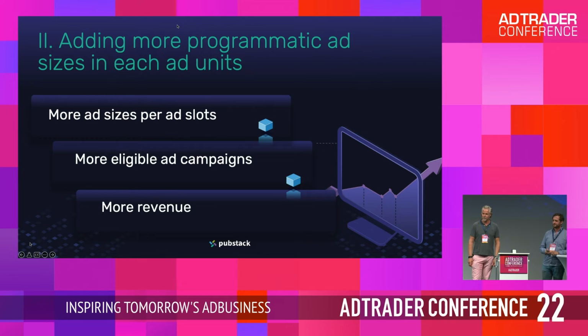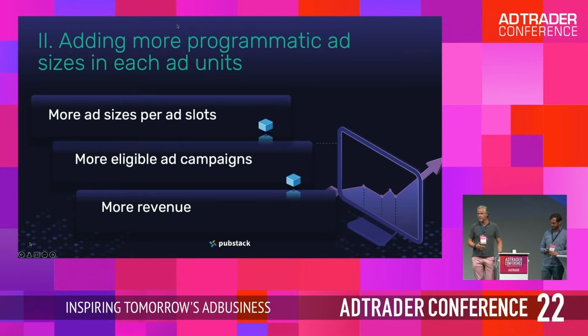Number 2: adding more programmatic ad sizes on each ad unit, and not just any ad size, but relevant ad sizes. Imagine a huge advertiser like Procter & Gamble runs a global campaign driven from New York, and selects a very specific ad size, let's say 320 by 320. Publishers that have the right content, the right audience, and the 320 by 320 will then see a part of this huge, massive budget that is rolled out globally. If you don't have 320 by 320, you will miss out on that.